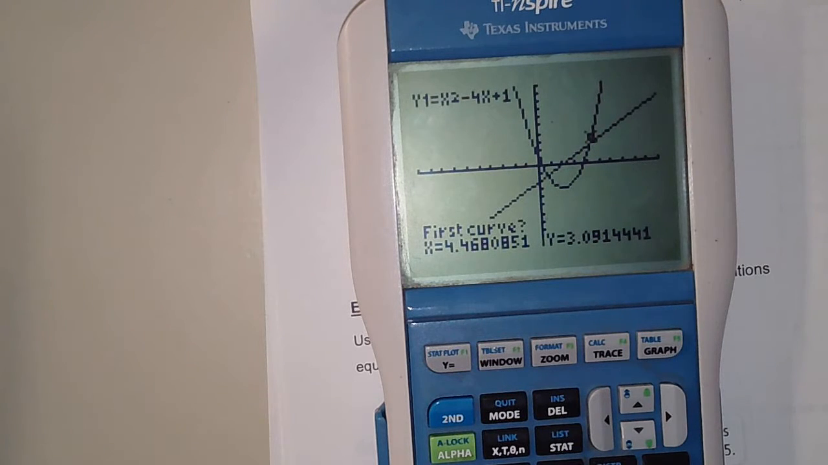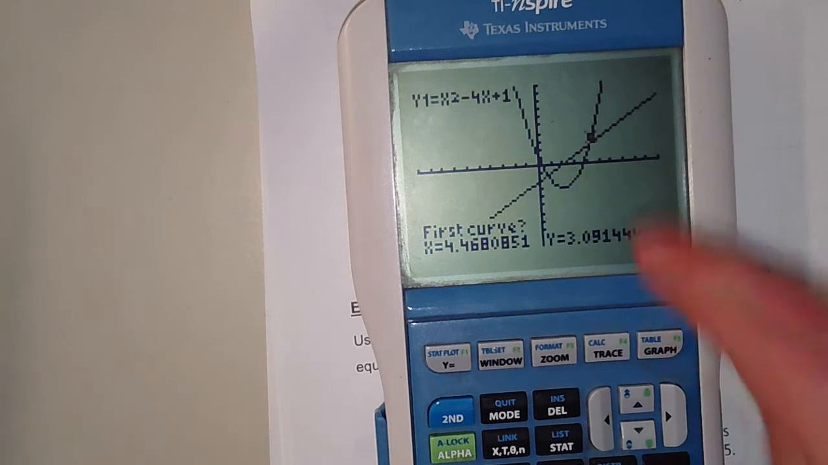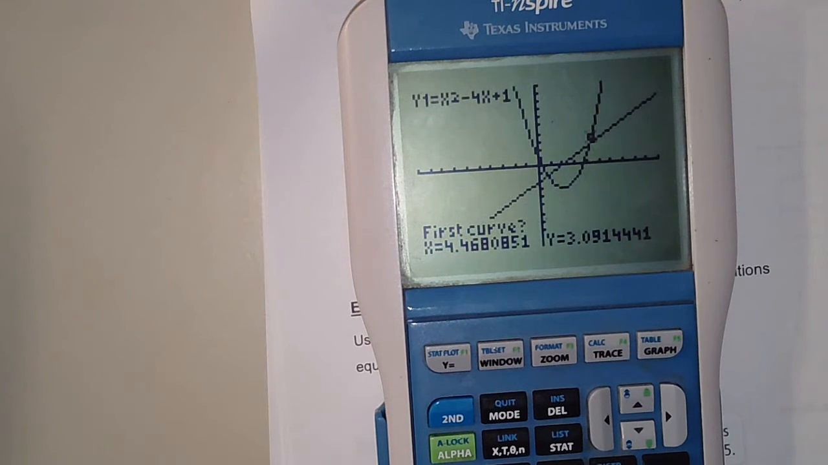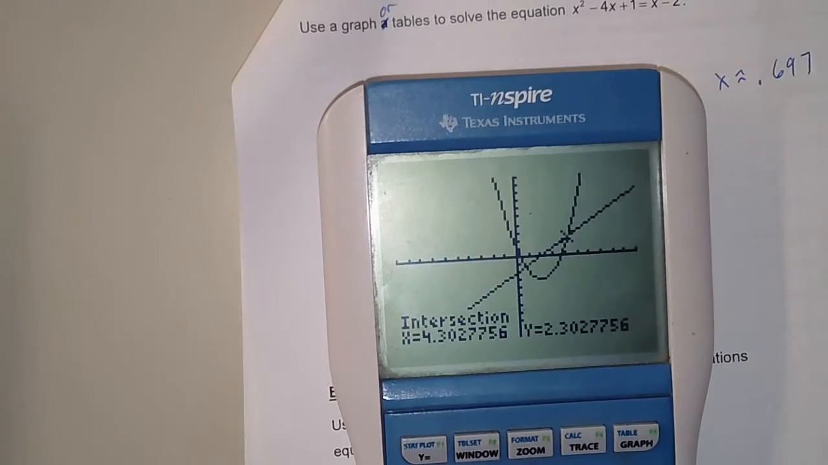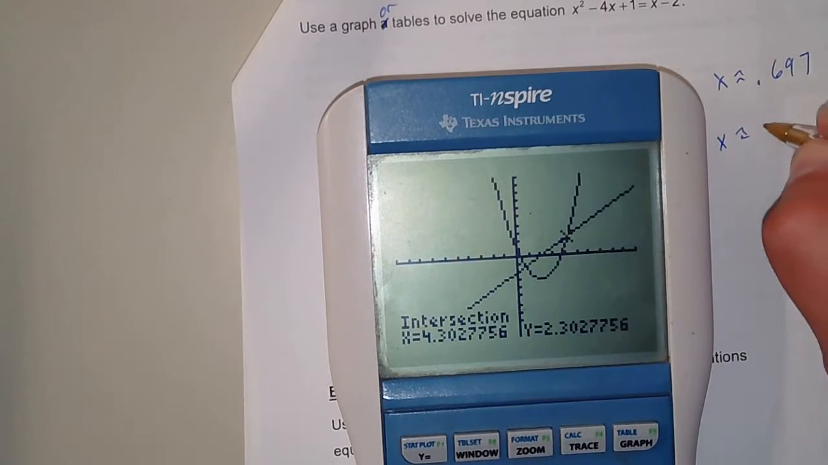So again, left and right will move your cursor. You get it over near the intersection. And then it's just enter 3 times. Enter, enter, enter. And then it'll give us this x coordinate. So same exact concept. We can just write that one down. So nearest thousandth would be 303.